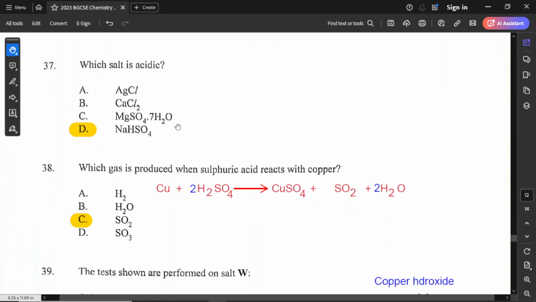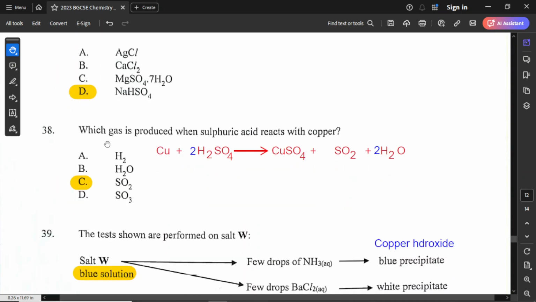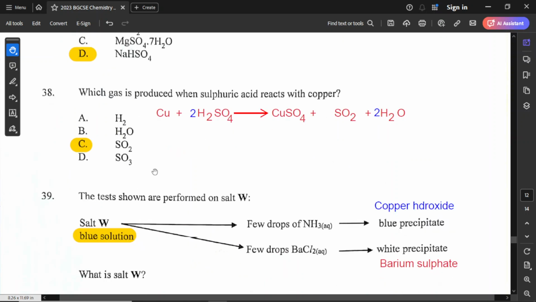All right, for 38, it said which gas is produced when sulfuric acid reacts with copper? So sulfuric acid reacting with copper, what you get here is copper sulfate. We have sulfur dioxide and water. And so therefore C is correct, which is SO2, sulfur dioxide.